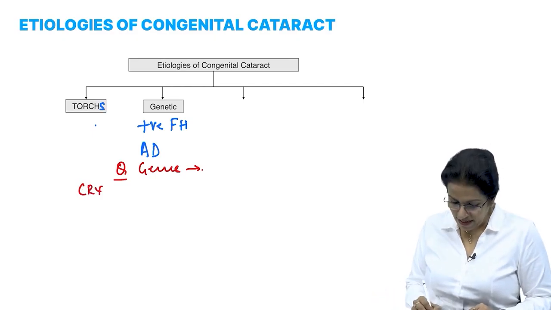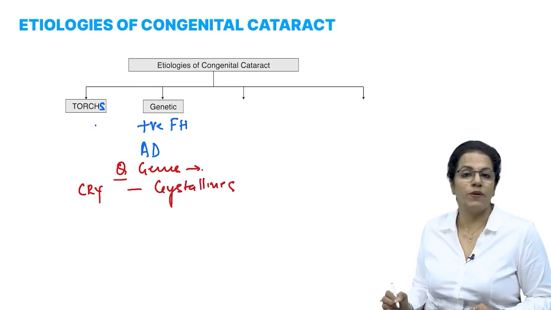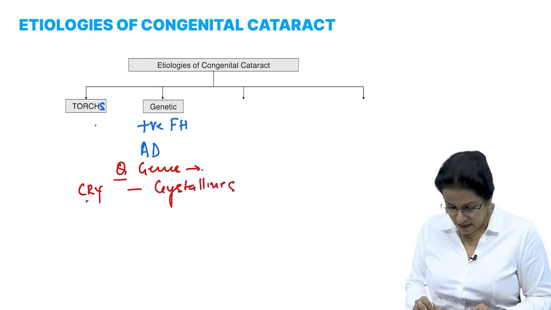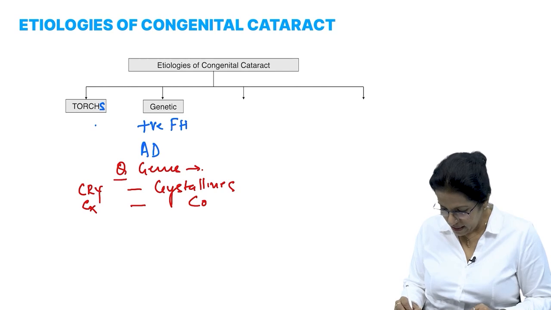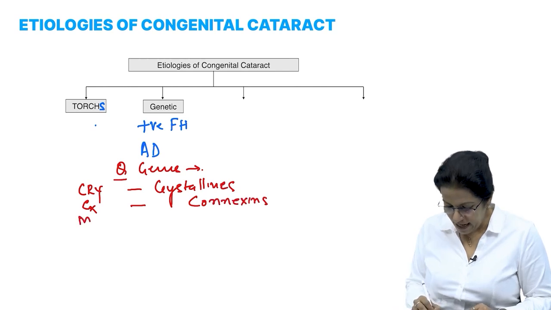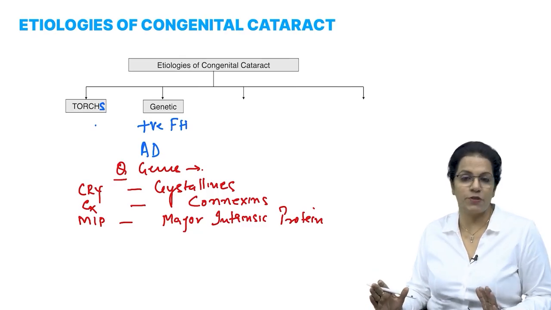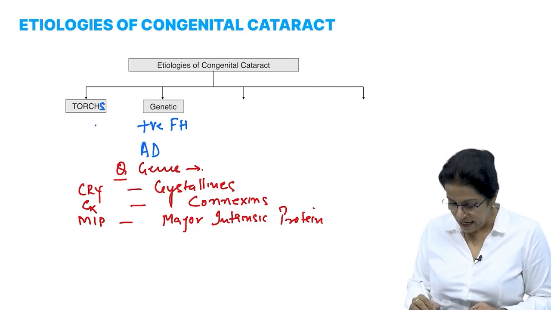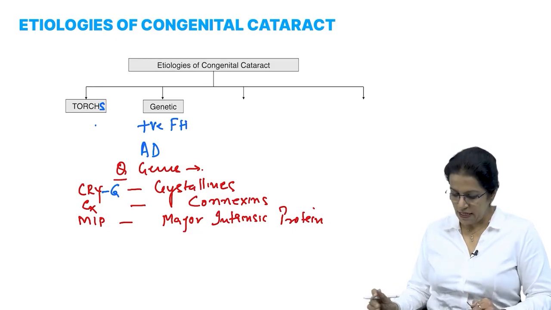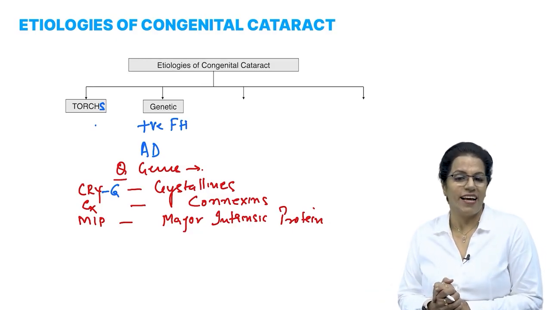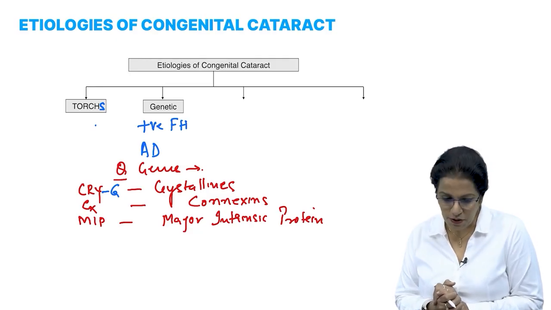Cry genes, number 1. Cry stands for crystallines, right? What is the next? Connexins. CX is connexins. These are crystallines, connexins. And MIP, that is major intrinsic protein, right? So, this was an exam question. The question was on cry genes. Which cry? Cry G genes, gamma, okay? So, it is cry G, right? So, mainly the crystallines. We are talking about that protein. Okay, then this is the gene responsible, and we should know this very well.